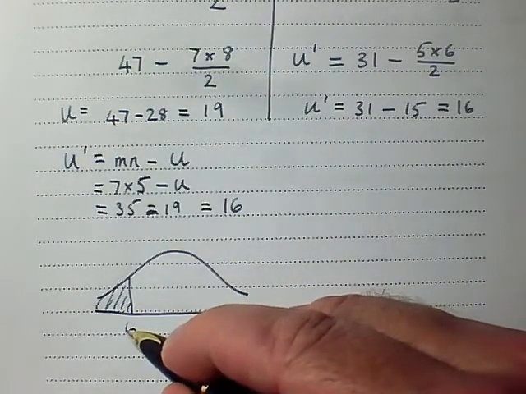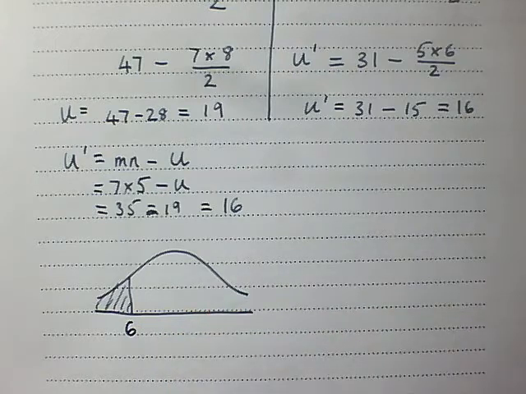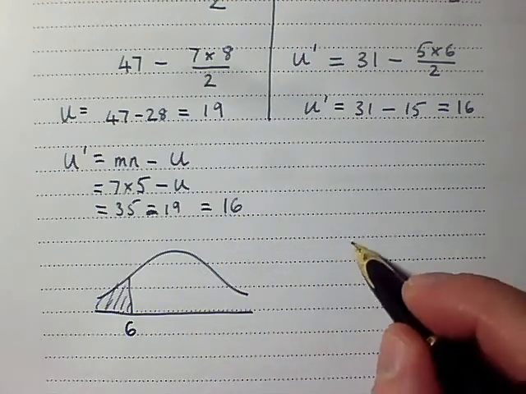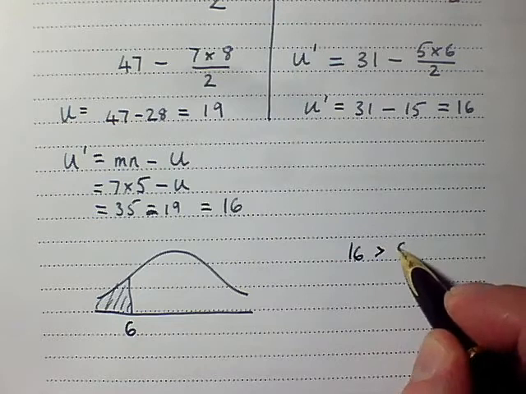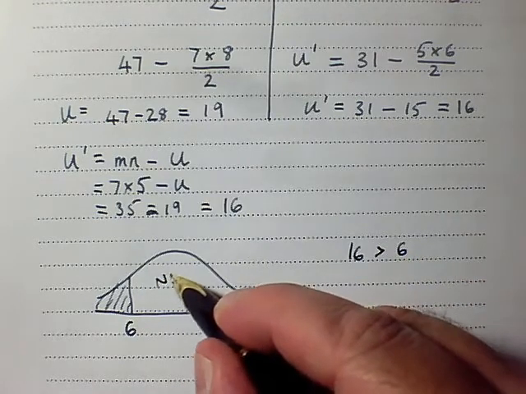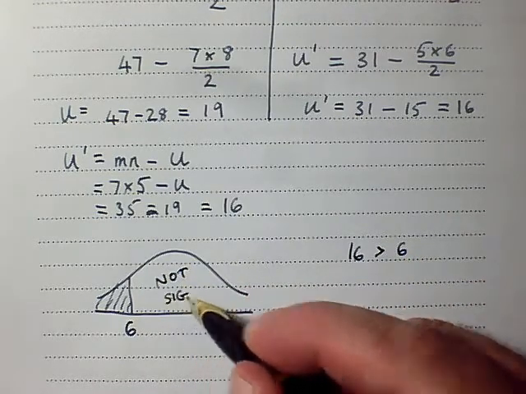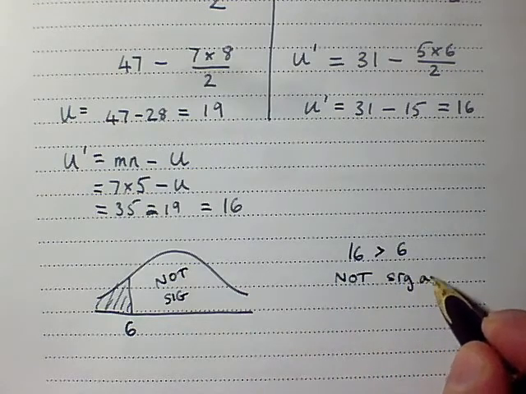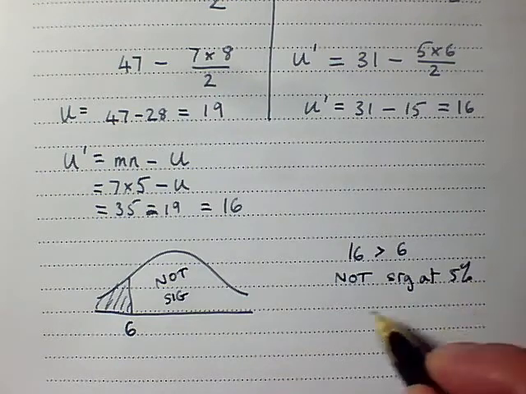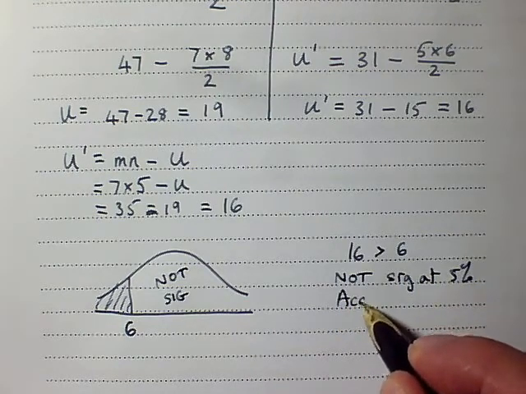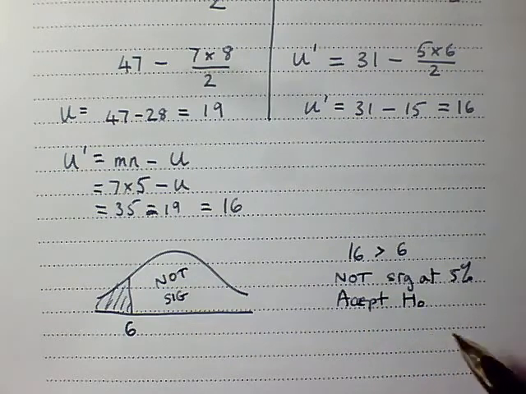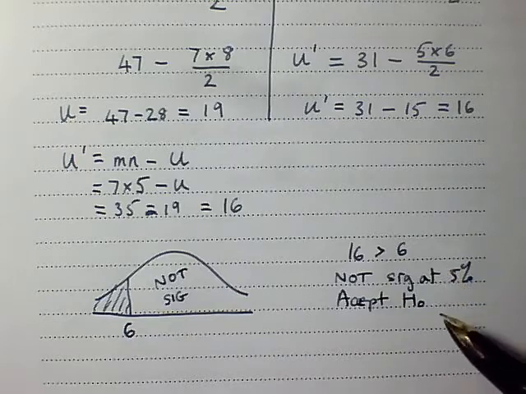If I ever actually achieve that value spot on, then that does count as being significant. But if I look at my test statistic of 16, then it's not even close. 16 is clearly greater than 6, but this big white bit is the not significant region, so this is clearly not significant at the 5% level, and therefore I'm going to be accepting the null hypothesis H0. So I've done my comparison, I've made my decision.